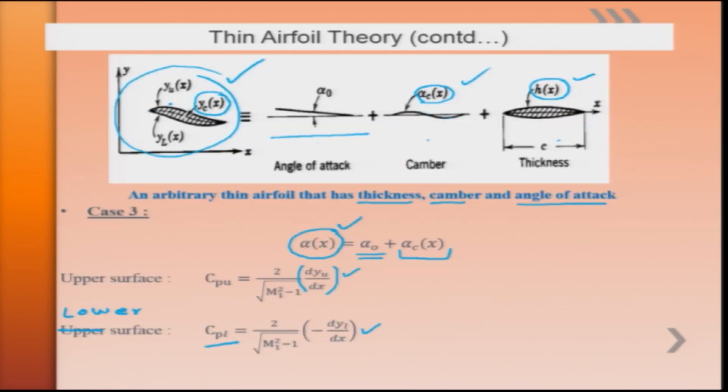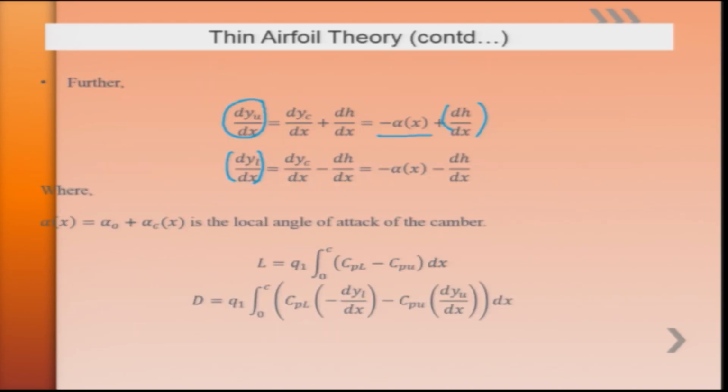So dyl is nothing but dyc minus the thickness, and then we can obtain the lower surface profile, whereas the upper surface profile is obtained by adding the gradient of yc plus the thickness distribution above this yc, the mid chord. And using this we can also note that the local inclination at any point on the upper and lower surface can be written as alpha naught plus the camber distribution.